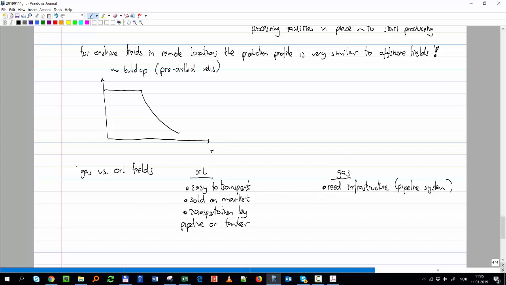Okay, the other thing is that gas is typically sold based on contracts. For the same reason, I cannot depend on whether they need gas or on the variability of the market. I just establish a contract with a customer, with someone, okay? For example, Gasco is going to buy from me a fixed amount of gas throughout the year.